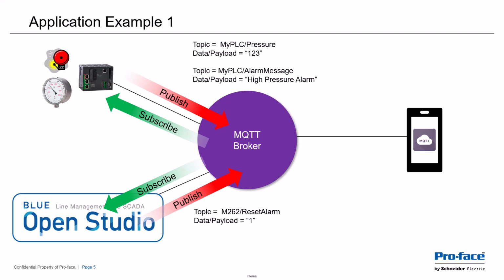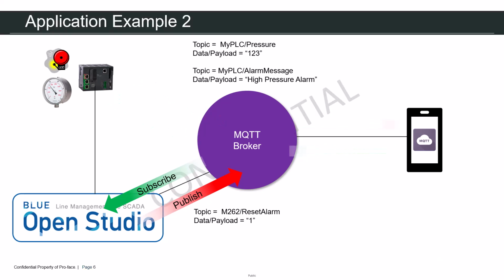Now on the right-hand side, we throw in some other device, and it can connect to the same broker, and it can subscribe to all that stuff and get all the data that it wants. So subscribe to my PLC pressure, my PLC alarm message, that M262 reset alarm. It can monitor what's going on with the system. And then it can also publish data if it wants to, or if you want to.